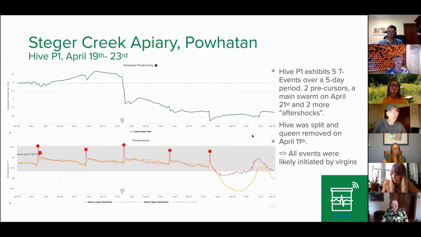Here is another example of a hive that had 2 precursors to the swarm. So essentially 2 days in a row I had a warning, and then there was a swarm, and then we had 2 aftershocks. All these events, I think, were likely initiated by virgins. If you have a hive swarming, you have a lot of swarm cells, and sometimes the timing may be a little bit off, and these new queens start to emerge and they create havoc in the hive. And then you get patterns like this.